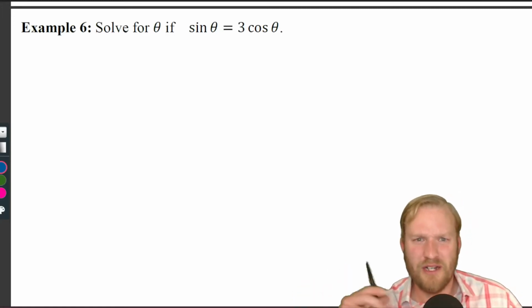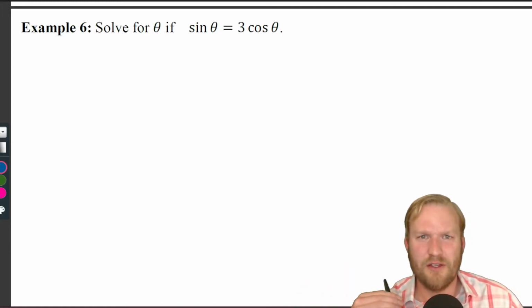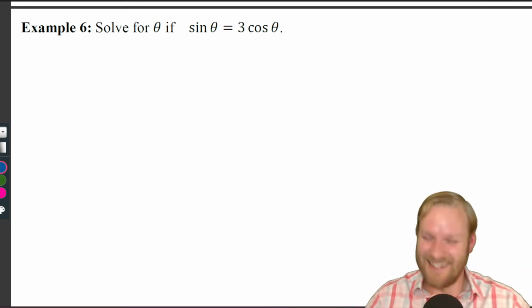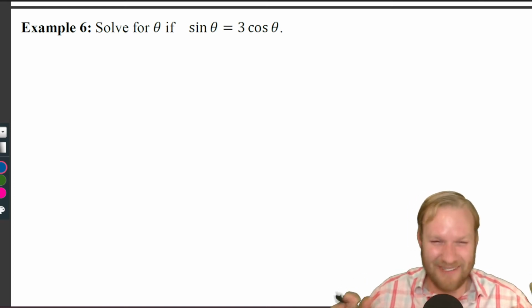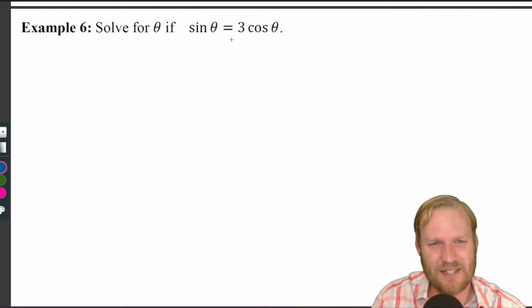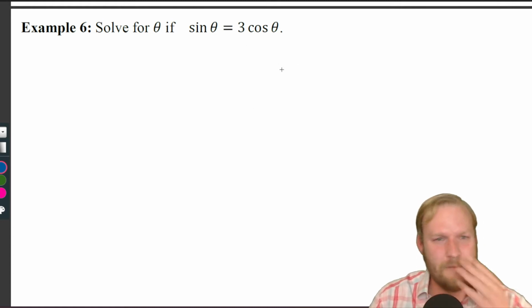Okay, so we look at this one and it doesn't look anything like the other ones we've seen. So what to do? These next few are a little bit different. And then you just get excited, like, cool, I understood all of those others. Now let's really challenge ourselves. So sine theta equals 3 cos theta.